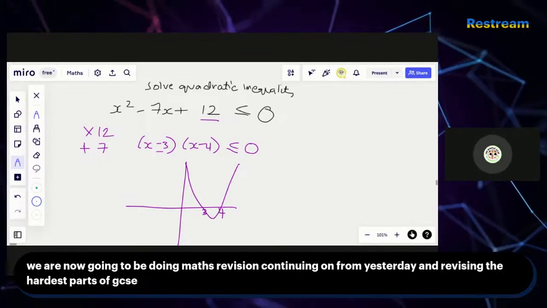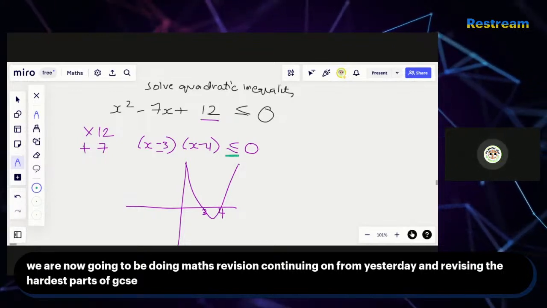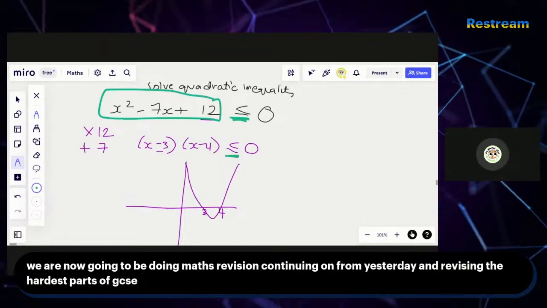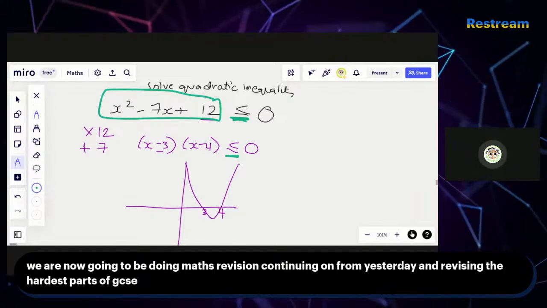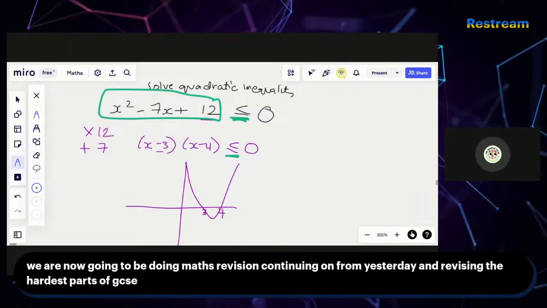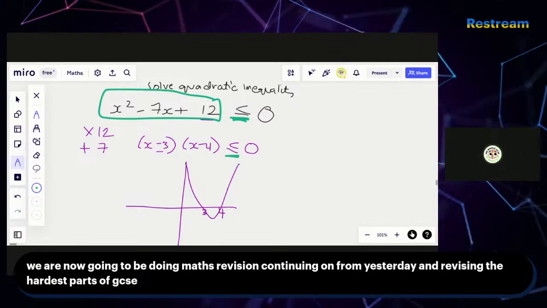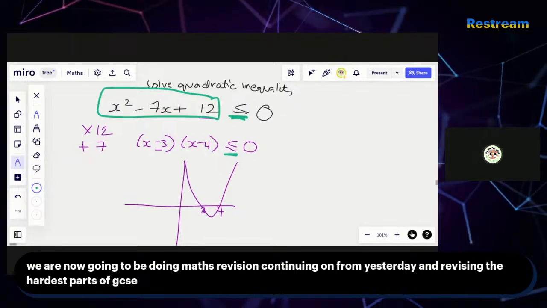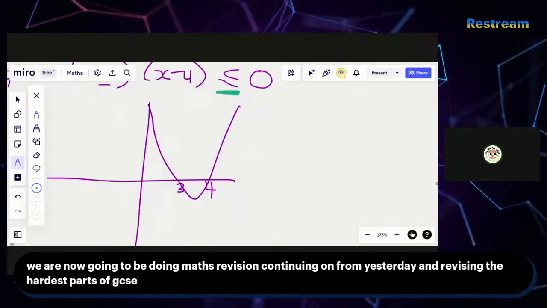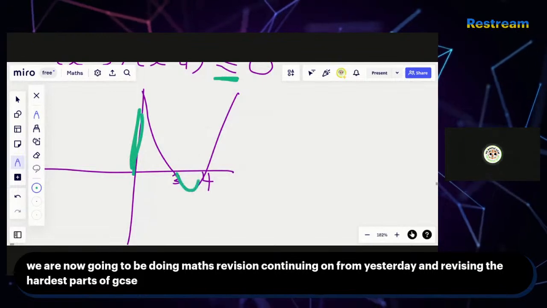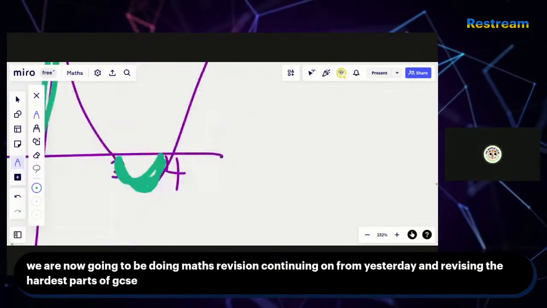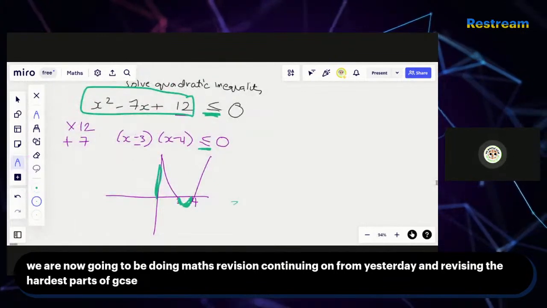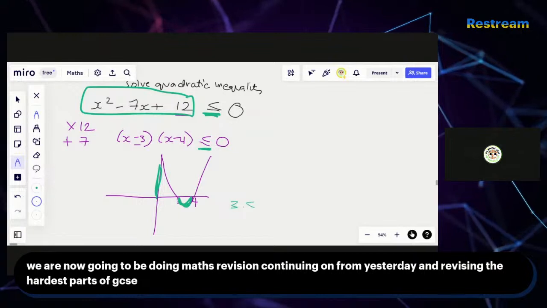And now what you do is we read what this one says. We're saying that this, which is also equal to the y value, they're saying that the y value must be less than or equal to 0. Now, if the y value is less than or equal to 0, we're talking about it can't be above here. So it's going to be between these two values. Therefore, our answer is going to be between the values of 3 and 4.